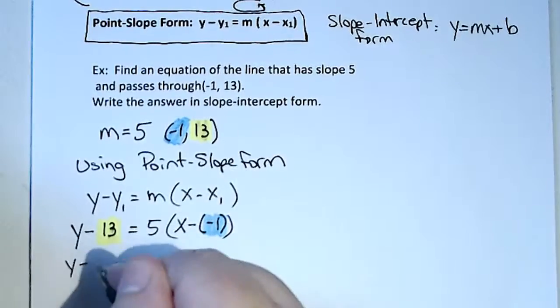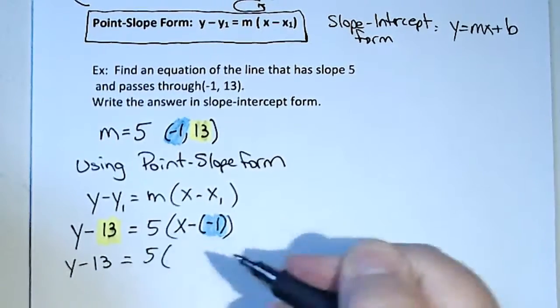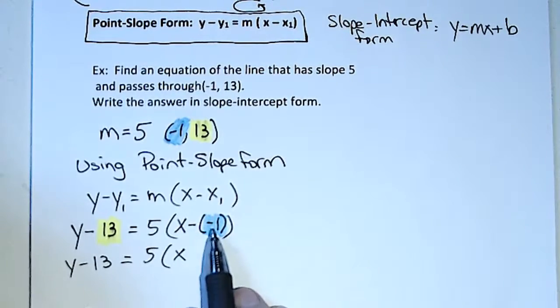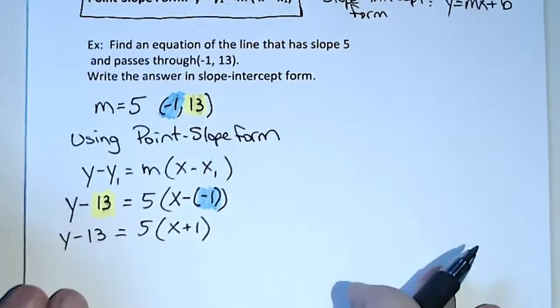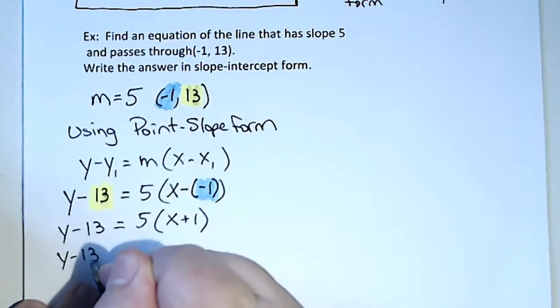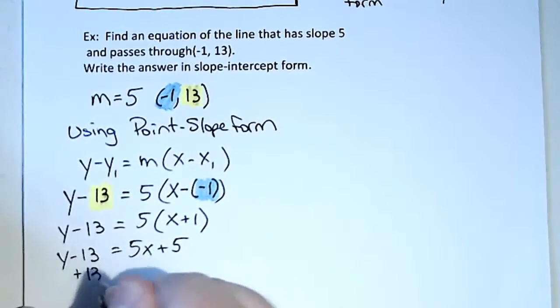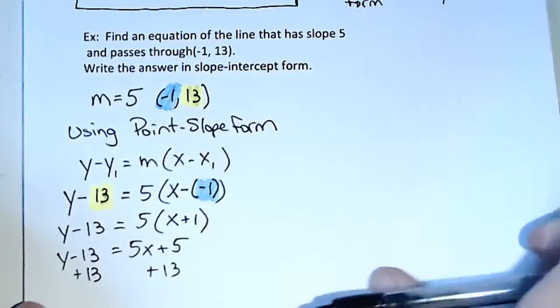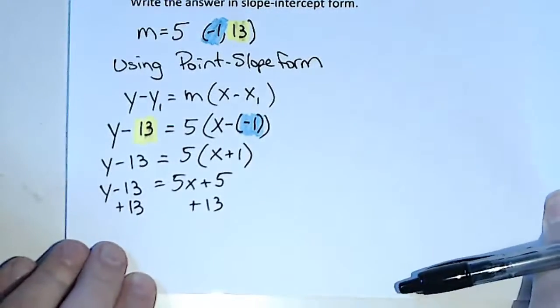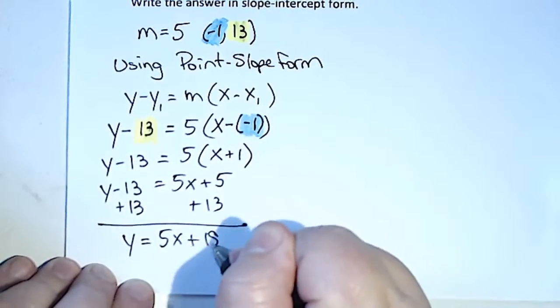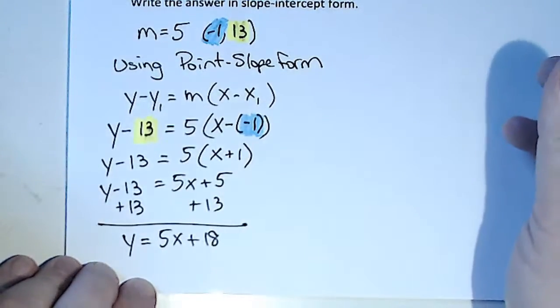So I've got y minus 13 equals 5 times the quantity x. Notice I've got a minus part of the formula. Minus a negative 1 becomes plus 1. Then what I have to do here is solve for y again. Multiply out. Add 13 to both sides. Let me move this a little bit further out so you can see. y equals 5x plus 18.